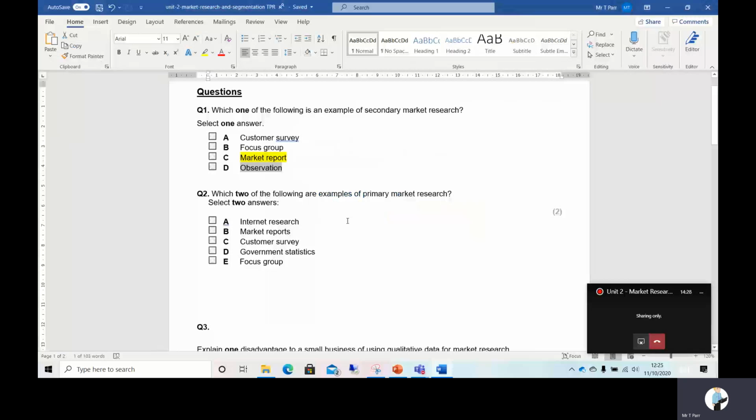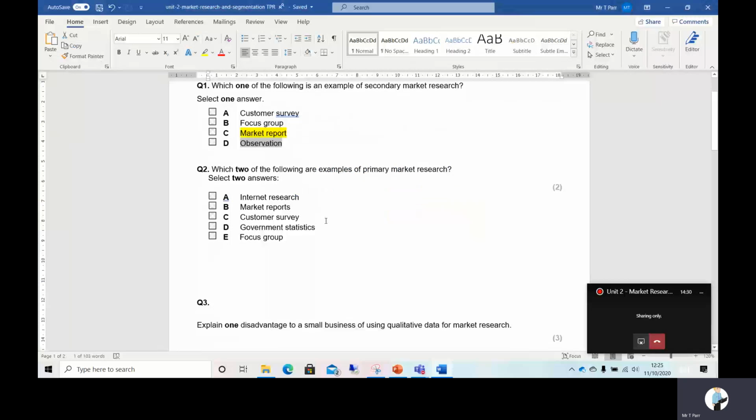Okay. Which are the two examples of primary market research? So as we've just seen, market reports and internet research are secondary. The report is done by a separate company. Internet research, well, anything on the internet, unless you're looking at something you've done yourself, is secondary. A customer survey would be primary because you're doing it yourself. Government statistics are taken by the government, it's not you doing it, so that's going to be secondary. And so a focus group is another primary method.